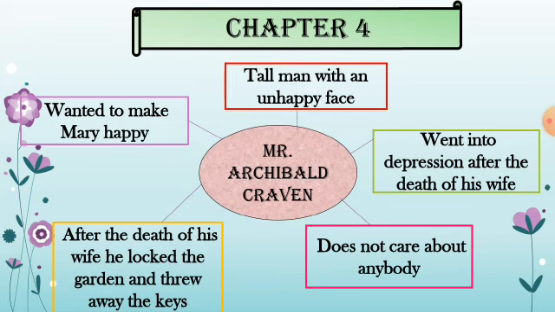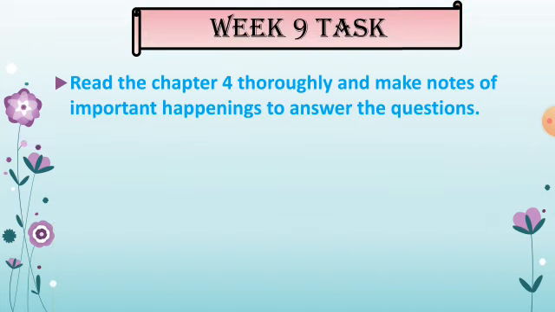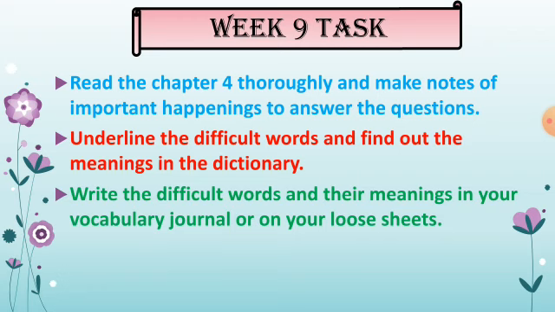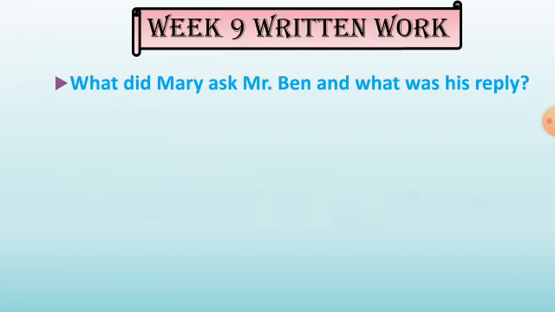Now let's move to our task of week 9. You have to read chapter 4 thoroughly and make notes of important happenings to answer the questions. You have to underline difficult words and find out the meanings in the dictionary and write those words and meanings in your vocabulary journal or on your loose sheets. Now let's talk about written work. What did Mary ask Mr. Ben and what was his reply? Recall the story, read it again and answer the questions.